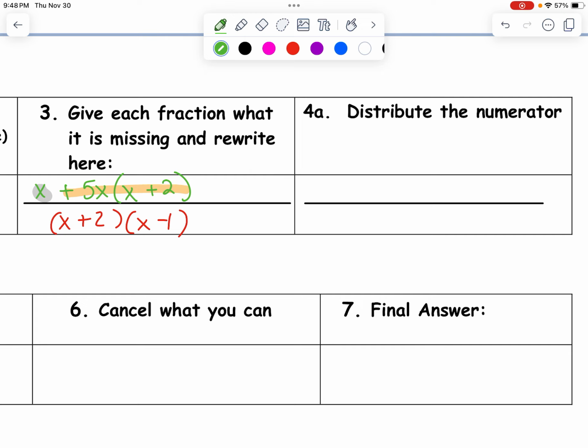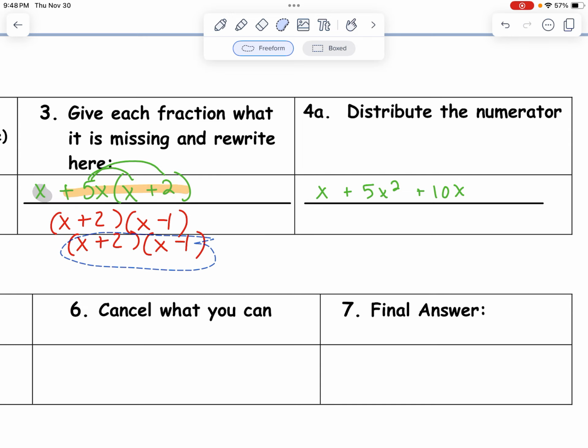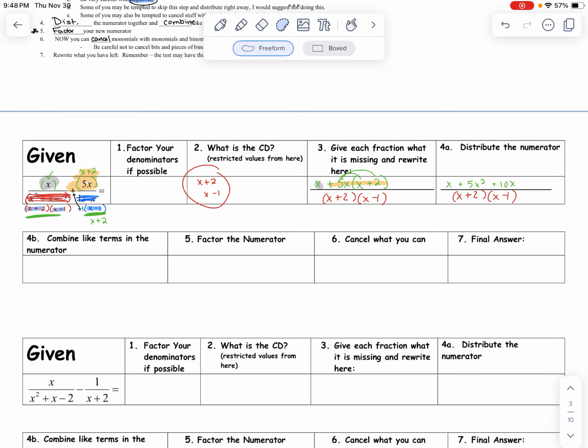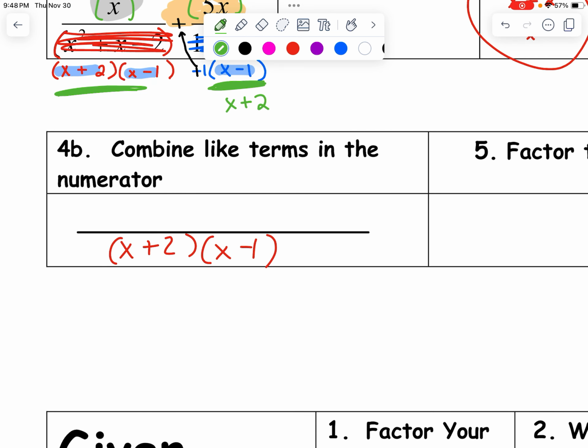So what's the first item? X times 5x is 5x squared, and then plus 10 plus 10x. Good. Then the denominator just kind of keeps coming over. Now, if possible, which it is, step 4b is you need to combine those like terms. So what would that be? Well, let's see. We have 11x there. What should I write first? 5x squared, and then plus 11x. 5x squared plus 11x.